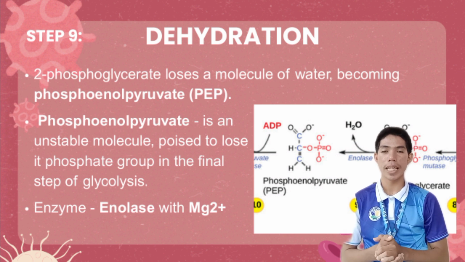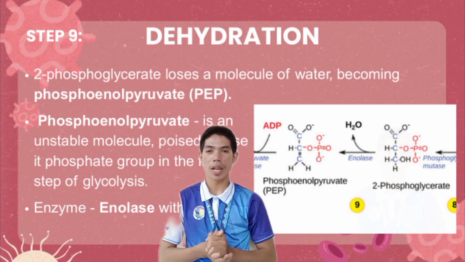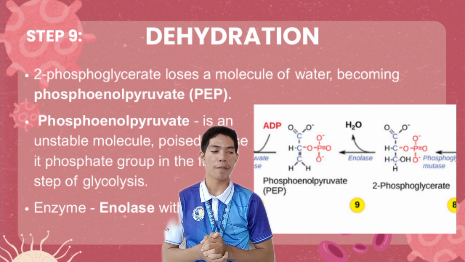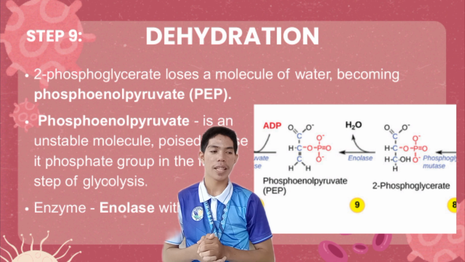So our responsible enzyme in step 9 of glycolysis is enolase with the cofactor of magnesium 2+. So as you can observe in the figure, we have 2-phosphoglycerate turned into phosphoenolpyruvate. So we have the loss of water or H2O.